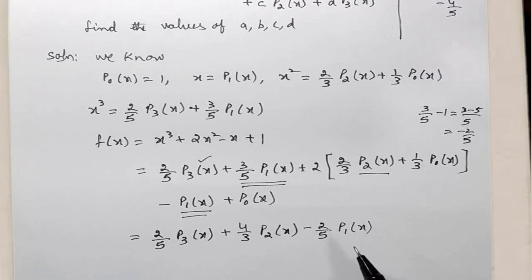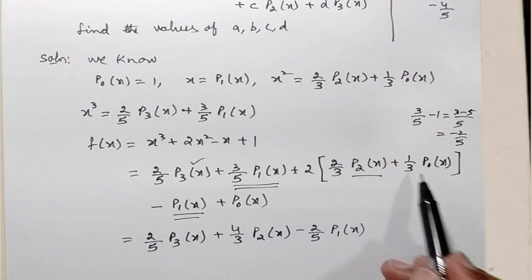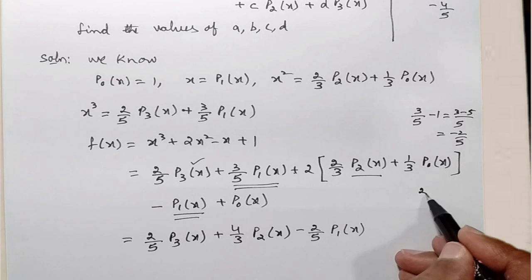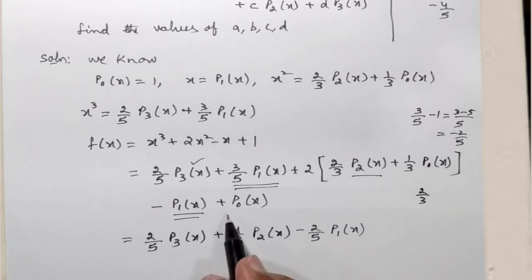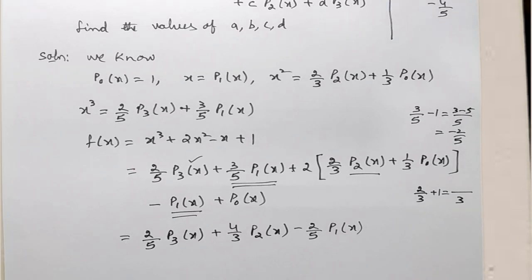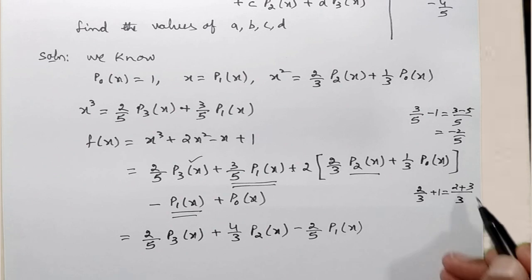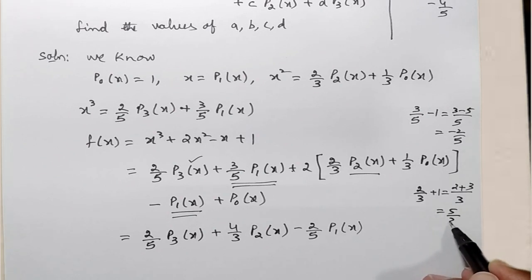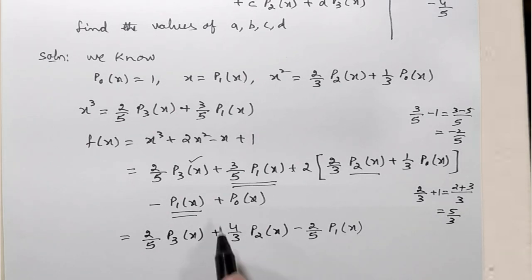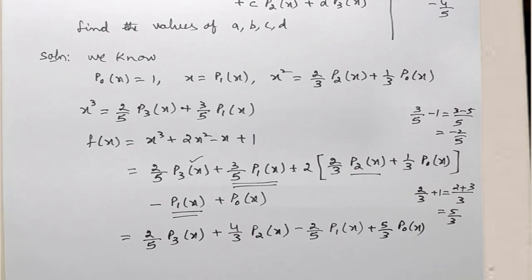Next P0 value. So P0 value, this is 1. 2 times of 1 by 3 will be 2 by 3. 2 by 3 P0. Here plus 1. You can take the LCM as 3. So it is 2 plus 3 times of 1 will be 3. So 2 plus 3 will be 5. 5 by 3 will be getting. So therefore we'll be getting plus 5 by 3 times of P0 of x.